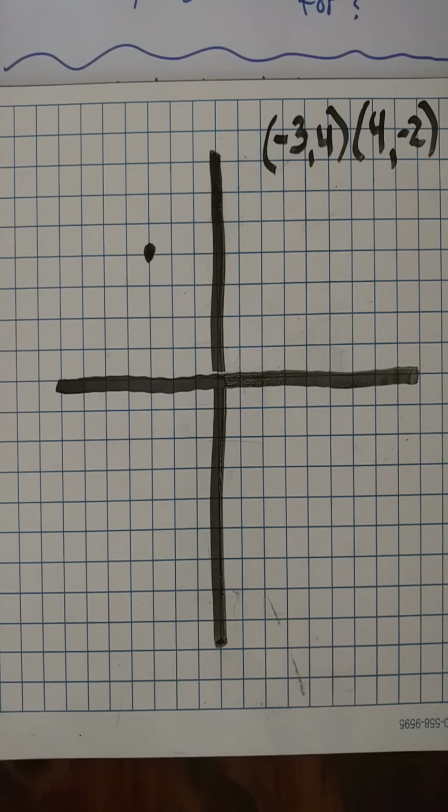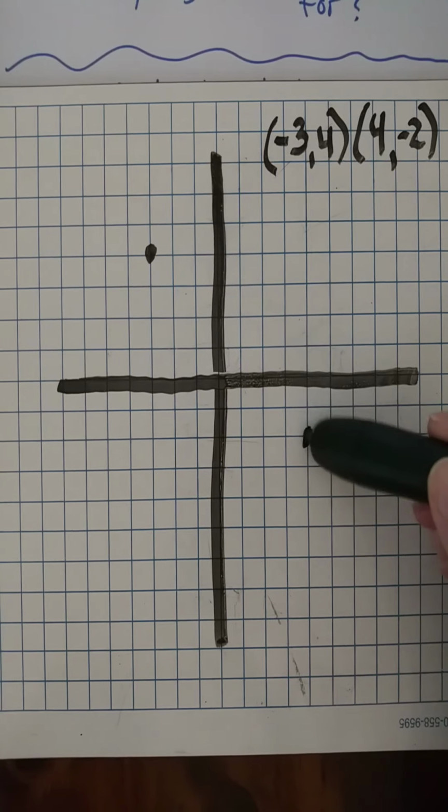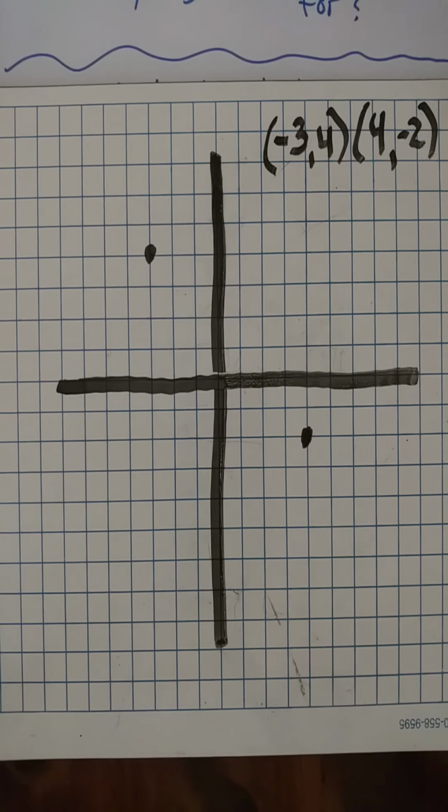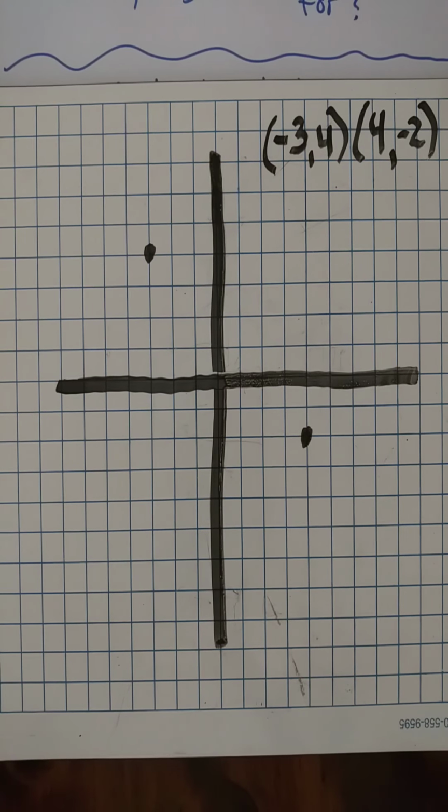This one is 4, -2. 1, 2, 3, 4. Now I got to go down 2. So there's our 2 points. So we're looking for the distance between those 2 points. So go ahead, pause the movie, try it out on your own, see what you come up with.